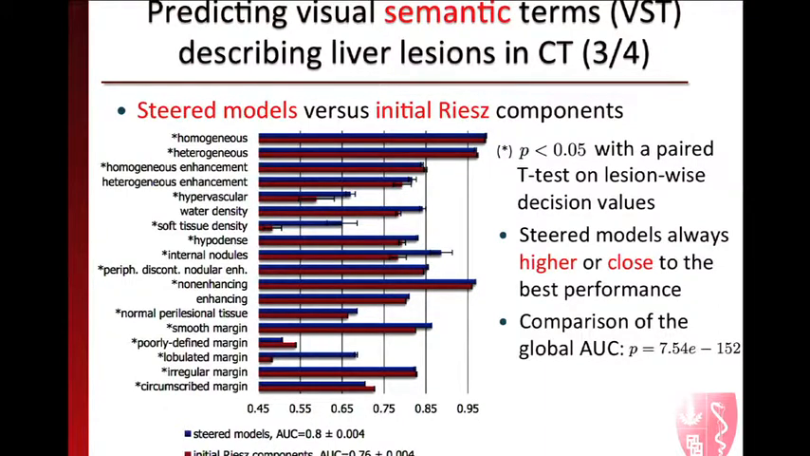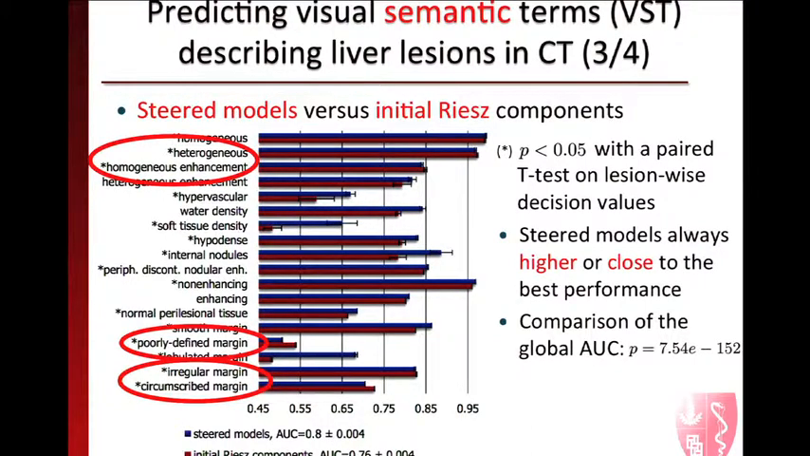There are actually 4 terms for which the initial Riesz components perform better than the steered models. But if we look in more detail, for those, the performance is always very close to the best models. Not for this one, but as you can see, it's really close to random here, so it's not really meaningful to have this comparison. And so if we compare the global performance for all the terms, it's highly significant, which again shows the importance of learning the models and aligning them locally to have rotation covariance.